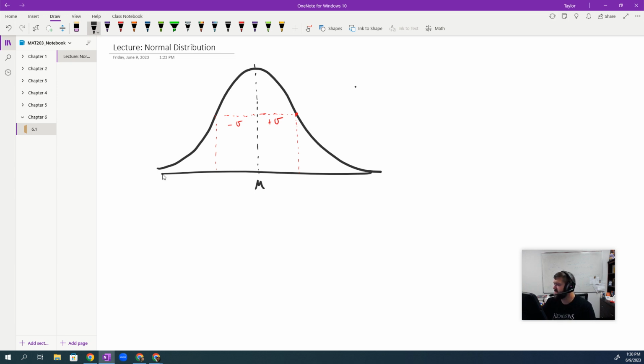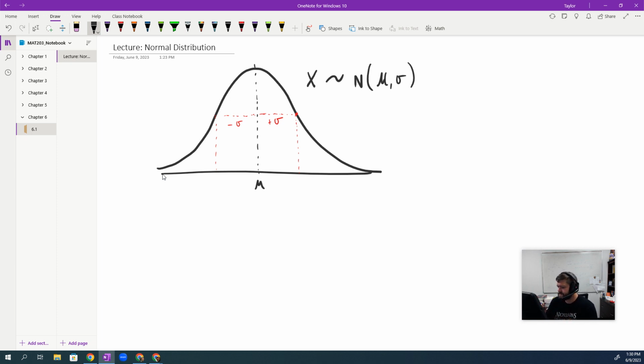So sometimes we write this notation. We write N, and then we'll have mu and sigma. So some distribution, some variable x will be approximately normal with mean mu and standard deviation sigma.